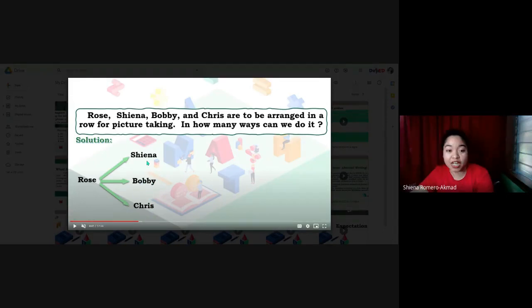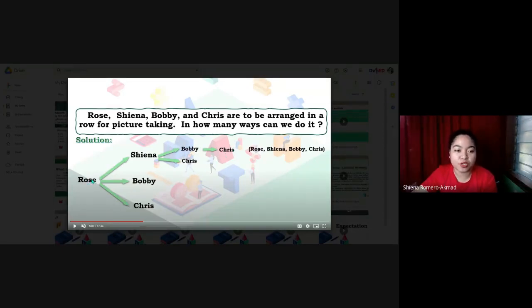Sa kanilang 3, isa lang ang pipiliin dyan. Like for example, kapag pinili ko si Sheena, yung next position, pwedeng si Chris or kaya si Bobby. Kapag pinili ko naman si Bobby, yung next position, pwedeng si Chris. So ang arrangement ko ay Rose, Sheena, Bobby, Chris. Okay?